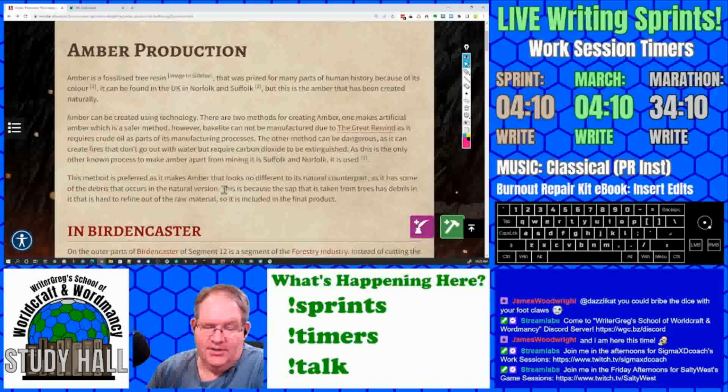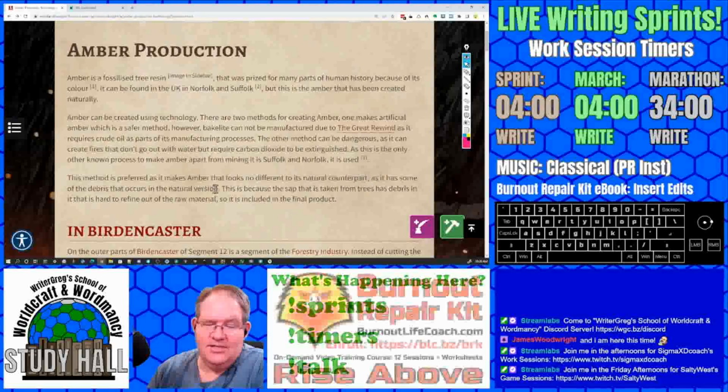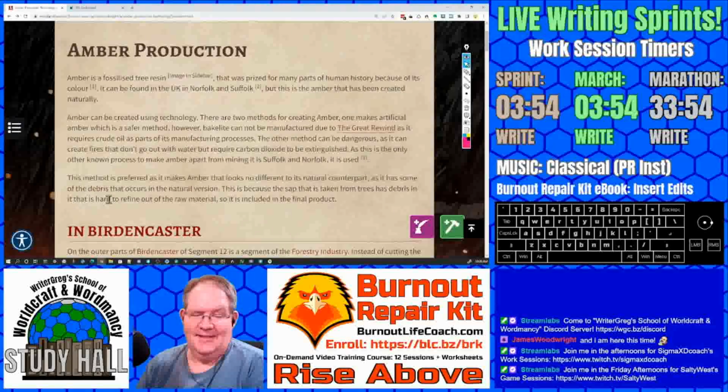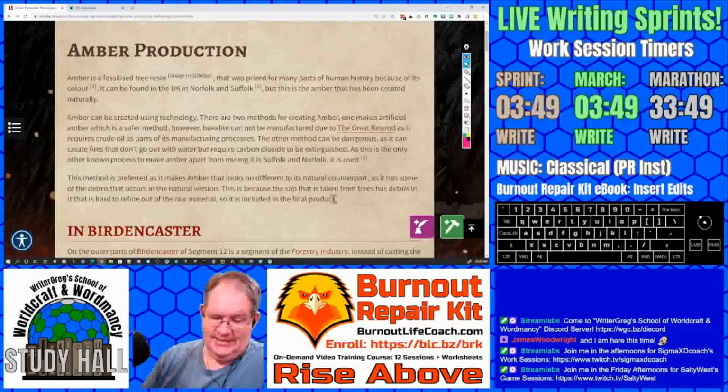This method is preferred as it makes amber that looks no different to its natural counterpart, as it has some of the debris that occurs in the natural version. This is because the sap that is taken from trees has debris in it that is hard to refine out of the raw material, so it is included in the final product.